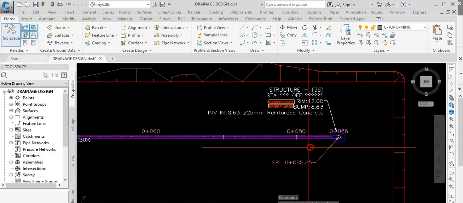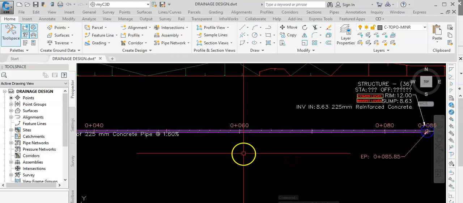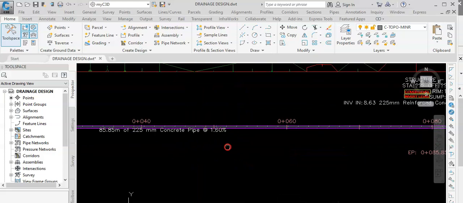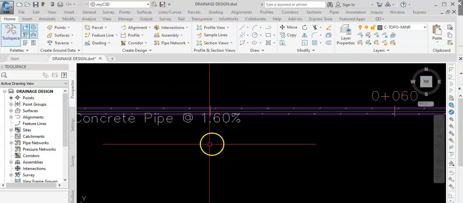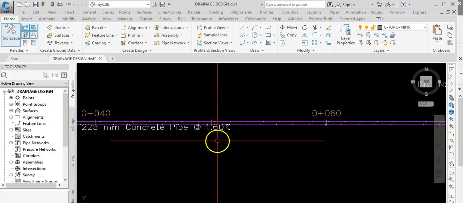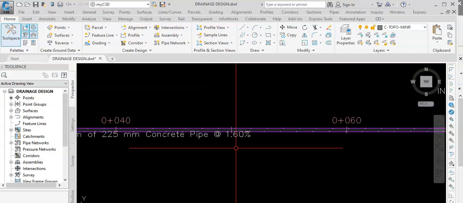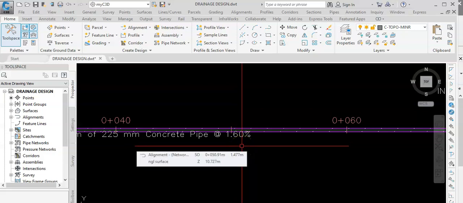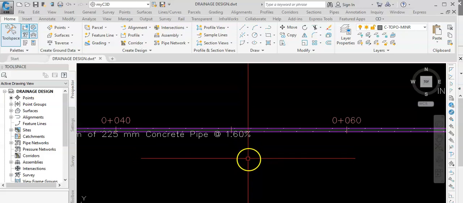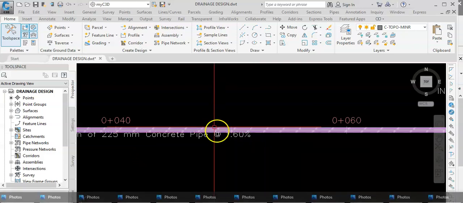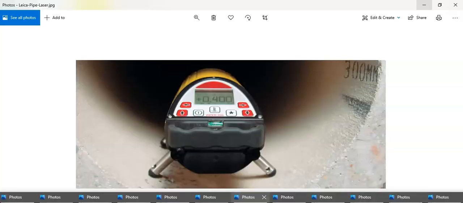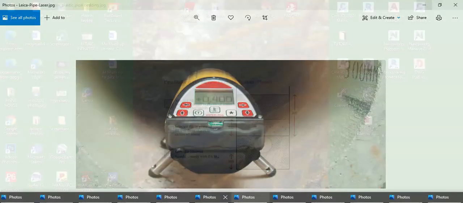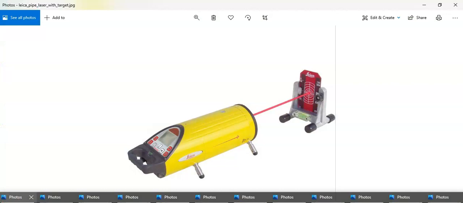To lay the pipes at a certain gradient or fall, you will be given some numbers. Let's try and understand what these numbers are and how I can use them, and what instrument I use to help me to lay these pipes from one end to another. Before we start looking into the details, let's have a look at this. This is called the pipe laser. This instrument will help us to work out the pipes from one end to another.